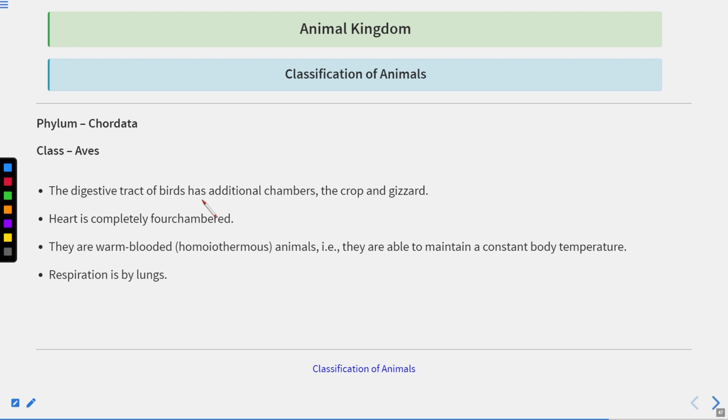The digestive tract of birds has additional chambers, that is crop and gizzard, because they have to grind the food material. So they have this crop and gizzard. Heart is completely four chambered. Okay, no exception. All the birds have a four chambered heart. Two ventricles, two auricles. They are warm-blooded, that is homeotherms. They can regulate the body temperature, a constant body temperature. Okay, so they are active in winter, summer, and monsoon season. Respiration is by lungs.